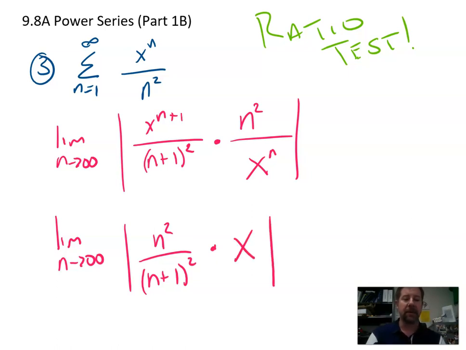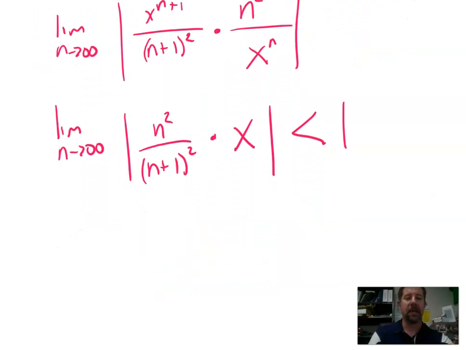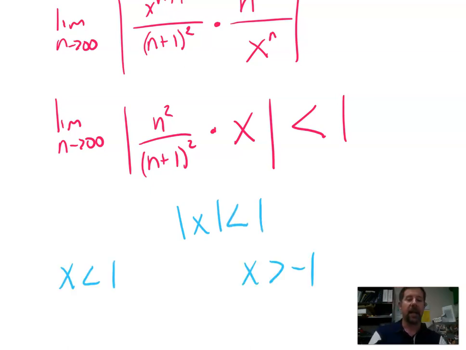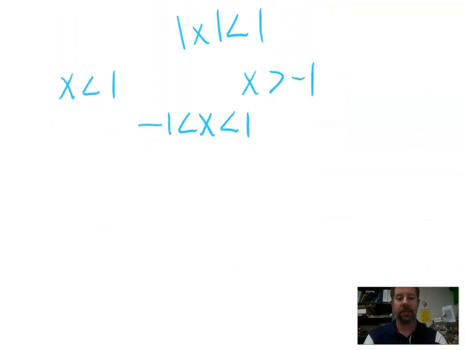So that's my simplified form right here, and I want to know when this is going to be less than 1. As I look at this as the limit as n goes to infinity, those n squares are basically going to cancel, and I'm going to end up with just the absolute value of x less than 1. Solving that, x is less than 1 and x is greater than negative 1, and so there's our interval of convergence. Now we just need to test our endpoints.